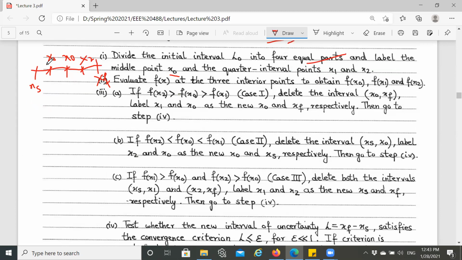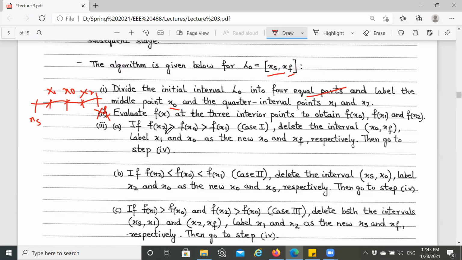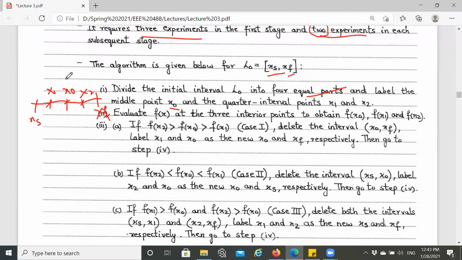Now, what we do is find the functional value at these points. Find f of x1, f of x0, and f of x2. There are 3 cases that may occur, okay? Let's look at these 3 cases one by one. If f of x2 is greater than f of x0, and f of x0 is also greater than f of x1, that means you have some function, say like this. So this is called case 1.